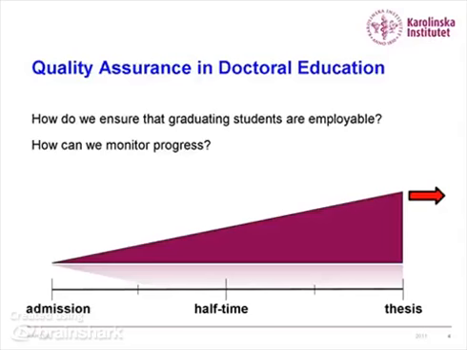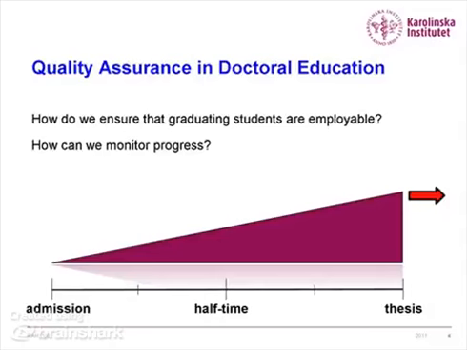On slide 4 we address the question of quality assurance in doctoral education. The picture is supposed to represent a timeline from admission of a PhD student through a half-time control and after 4 years, at least in the case of Sweden, to a thesis defense. Each marker on the bottom axis would then represent 1 year's worth of research education time.